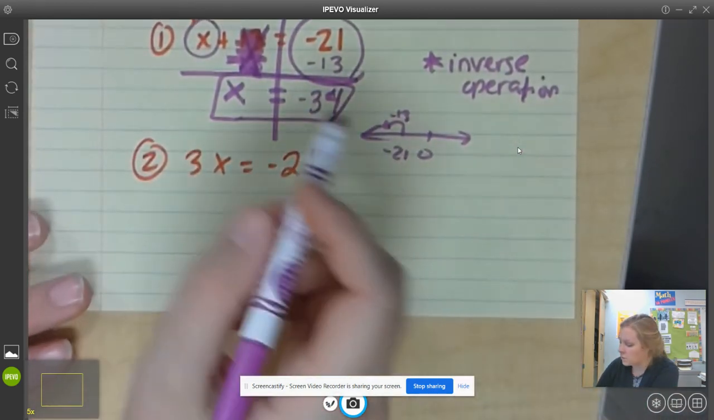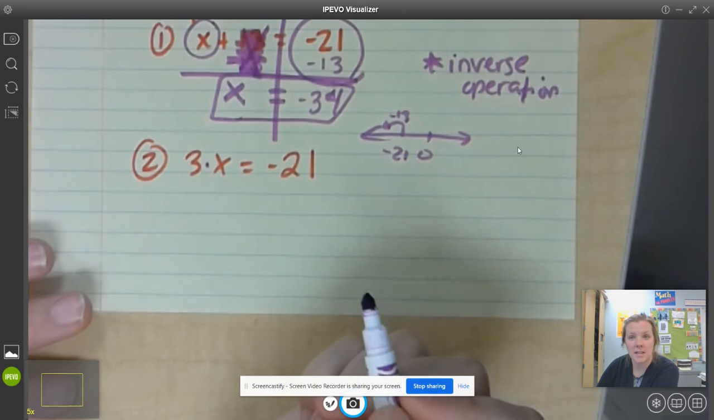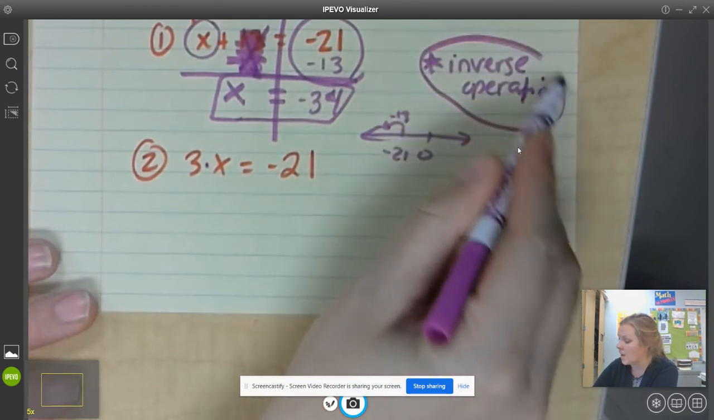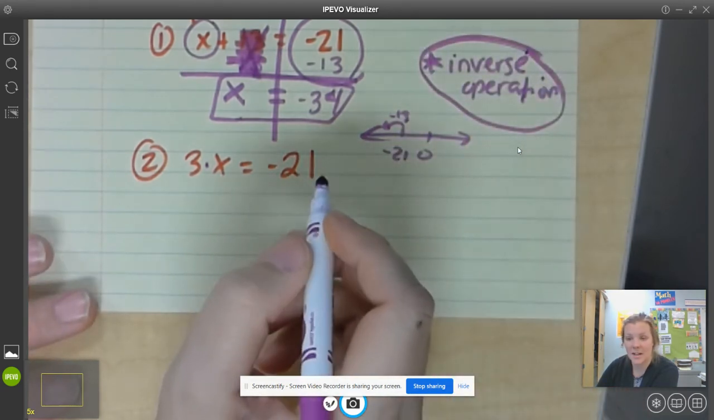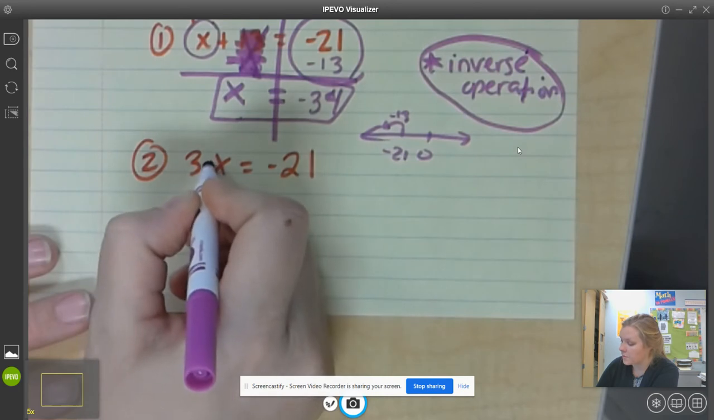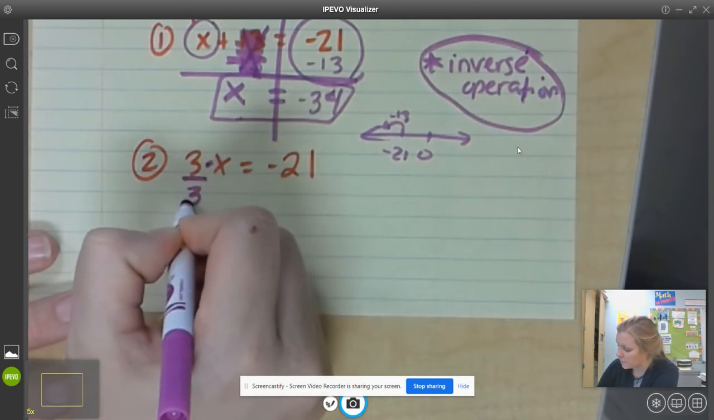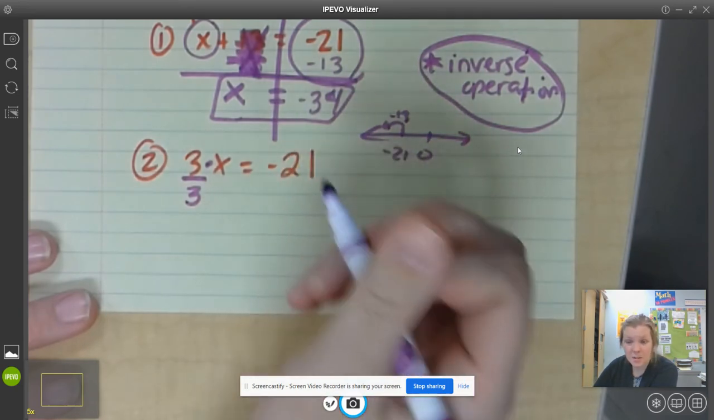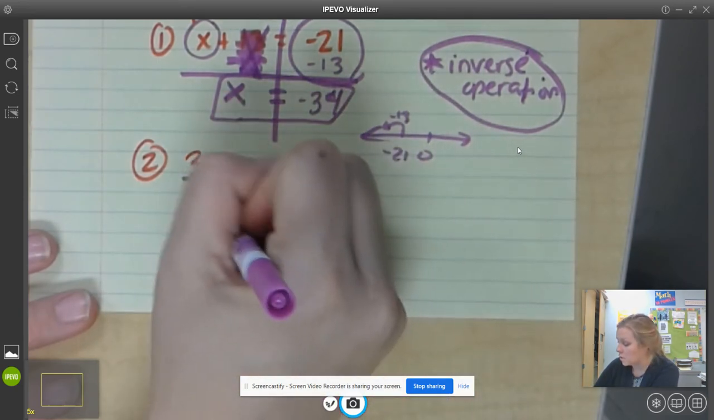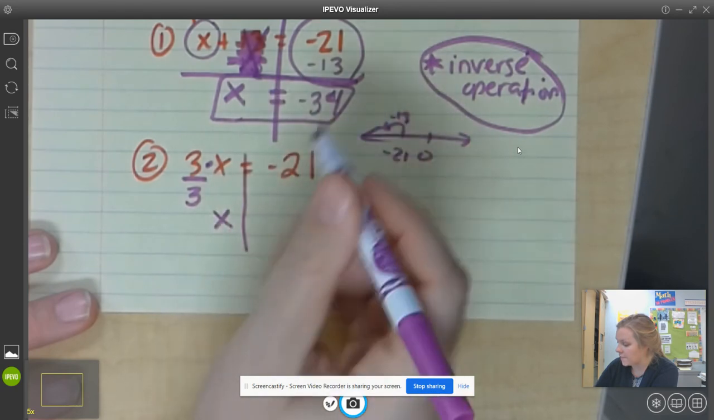Okay, for this next one, this is a times 3x. I'm going to do the inverse. The opposite of multiplying is dividing. So to get rid of this 3, to change the 3 to a 1, I'm going to divide by 3, because 3 divided by 3 is 1. So on this side, all that's left is an x.